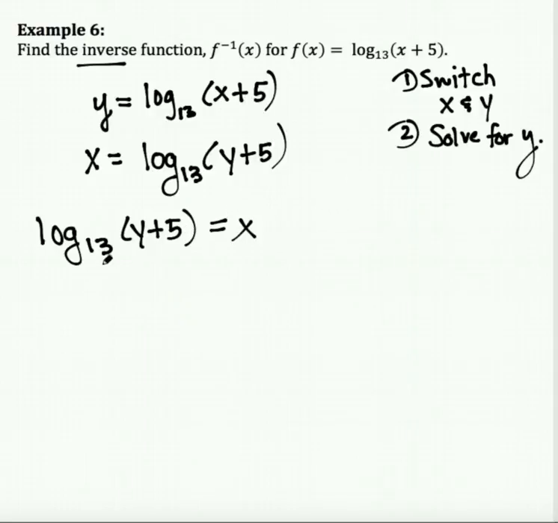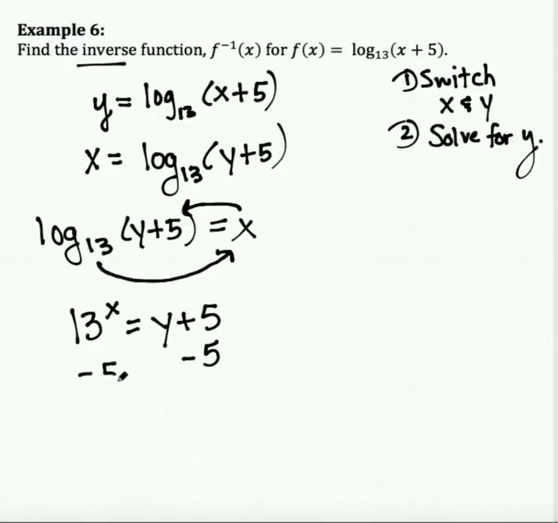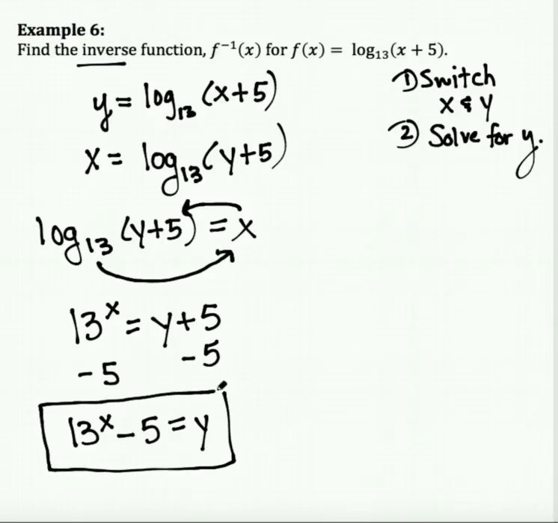Now, what I do is my loop. Okay, so that tells me that 13 to the x is equal to y plus 5. Now I can go ahead and solve for y by subtracting 5 from both sides. That's going to give me 13 to the x minus 5 is equal to y. And that is my inverse function. Y equals 13 to the x minus 5.